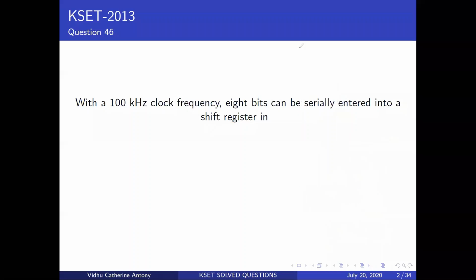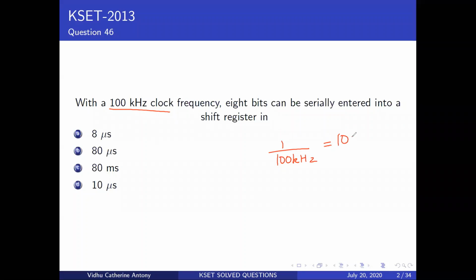Now let me show you what the options are. These are the different options, and you'll realize all of them are in time. The immediate mistake you would probably make is to take the inverse of this clock frequency and say that's the answer. If I do 1 divided by 100 kilohertz, I end up with a 10 microsecond value. But this is wrong. This is not the way you're supposed to do it. You're supposed to take into consideration the 8 bits that you've got.